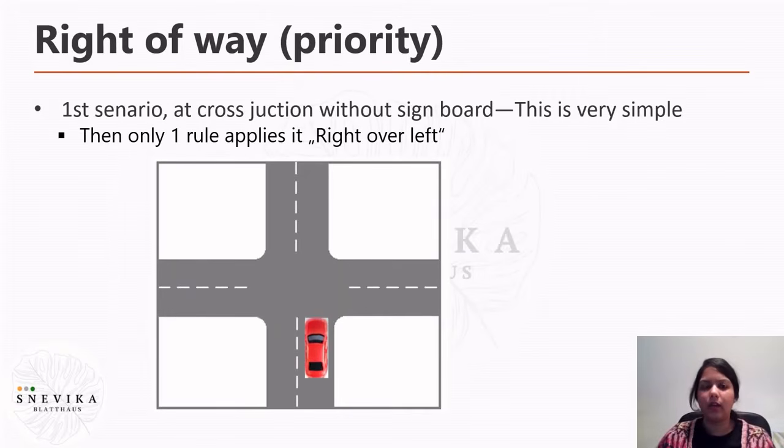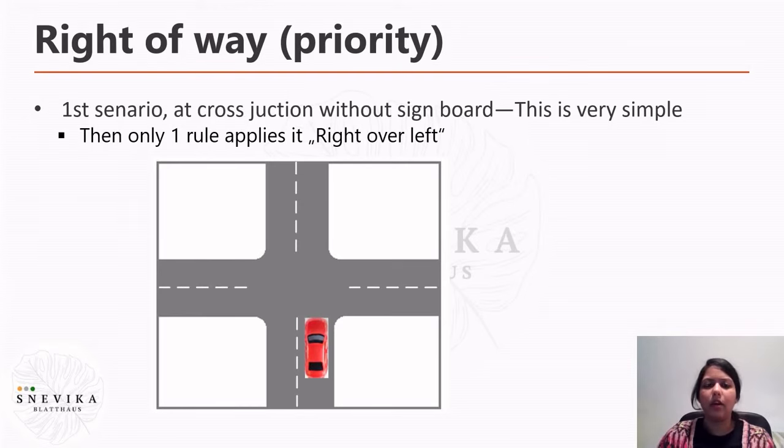Coming to the first scenario, you are on a cross junction. Your car is always here in the questions in the exam. When does the right over left rule apply? In a cross junction without any priority boards, that time right over left applies. You just have to not think much. Whoever is on the right can go first. There is only one rule here.